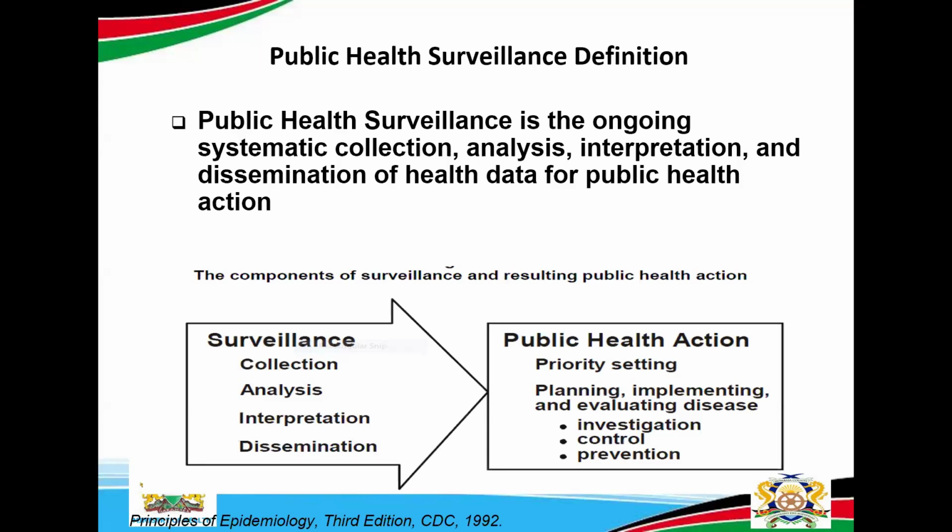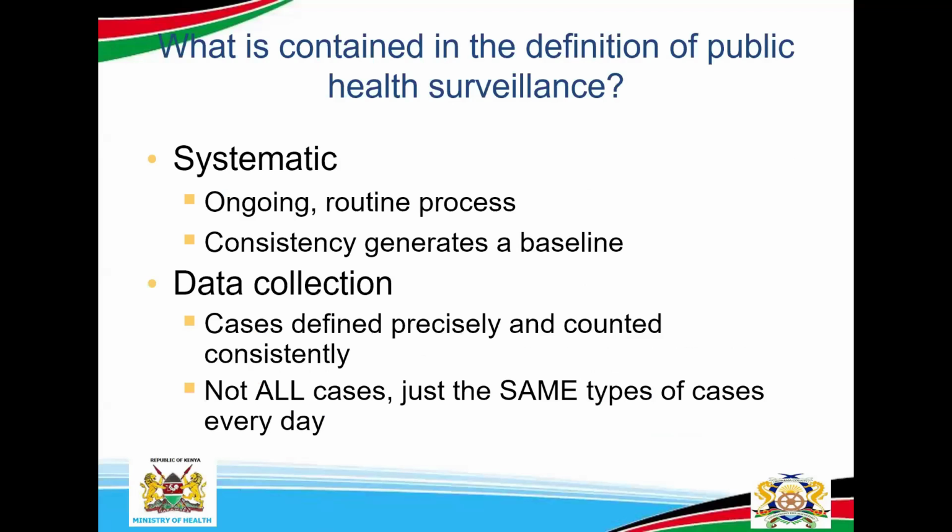alert thresholds. You do control measures when you confirm that there is an existence of an outbreak. So you need to come up with the prevention measures to stop further spread of this outbreak. And also you can do prevention measures to prevent further spread of these diseases to the community or to the larger population who are yet to be exposed to this disease. So generally, what is contained in the definition of public health?